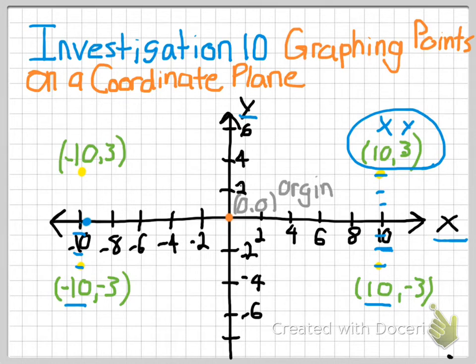And then our last one, we have negative 10, which is still on the left side of the horizontal line. And then we have positive 3, so that means I'm going up 3, which is right there.